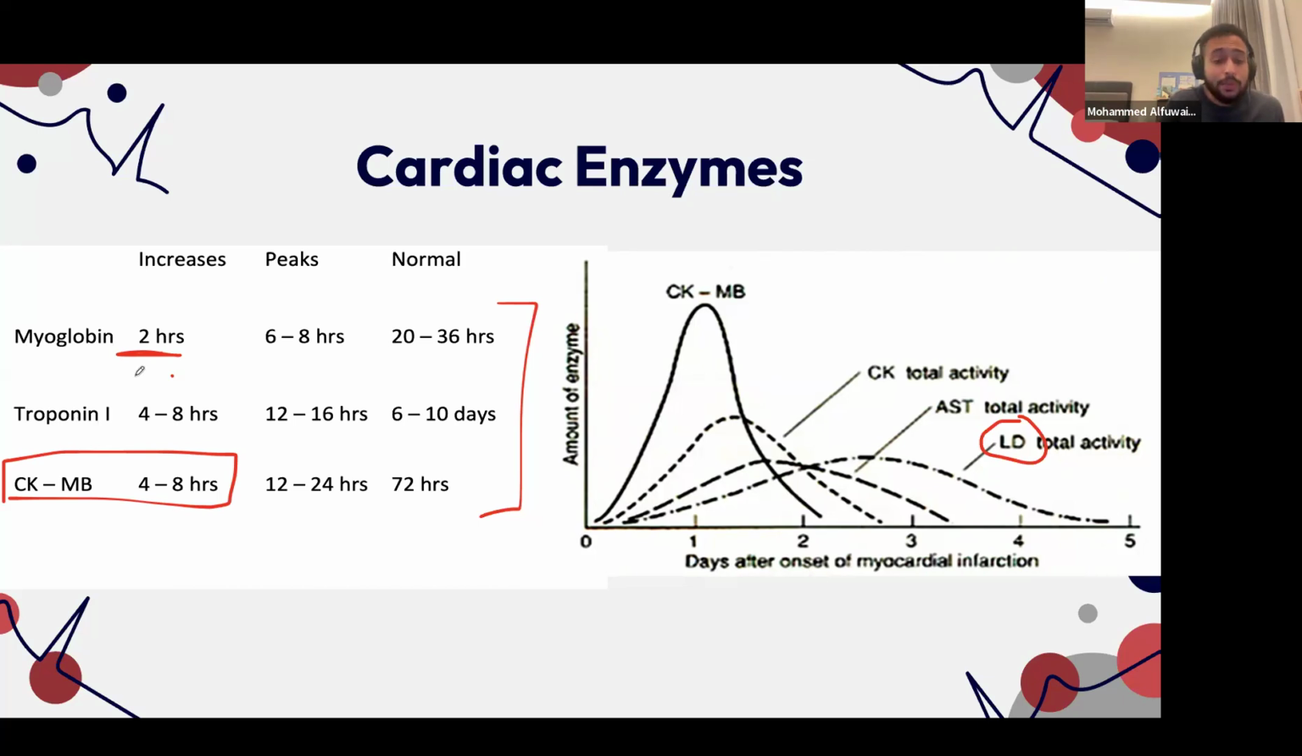Now, something actually important clinically is if you want to check reinfarction after 72 hours, what marker do you actually want to use? CKMB. Why? Because it goes away after 72 hours. So if you want to check if they have reinfarction, CKMB will be the best. What is the most specific for cardiac tissue from all of these markers? Troponin. Excellent.